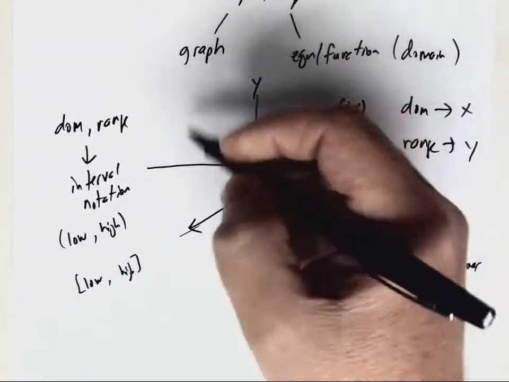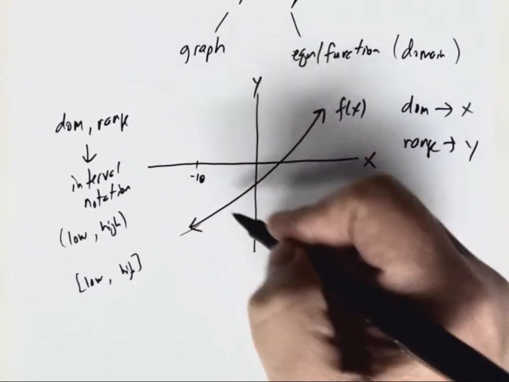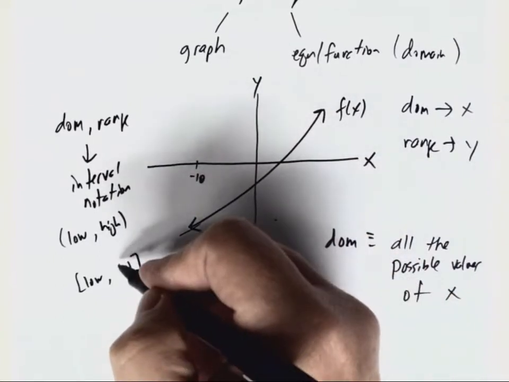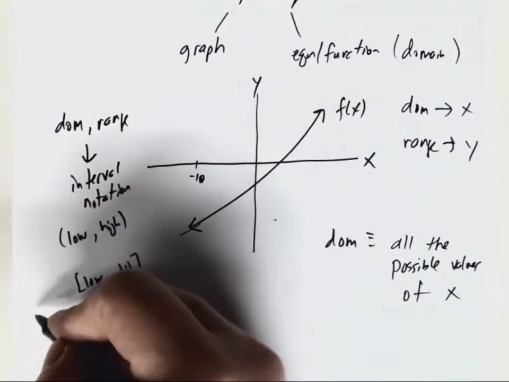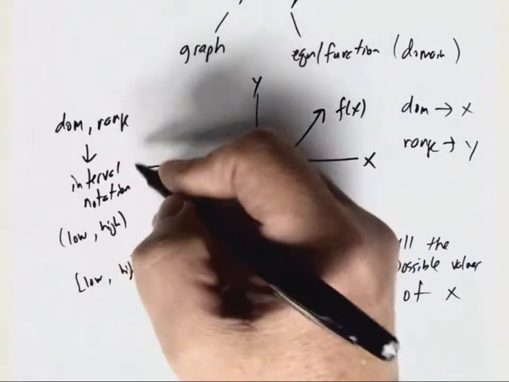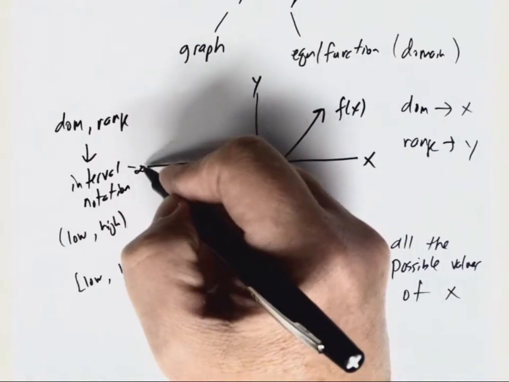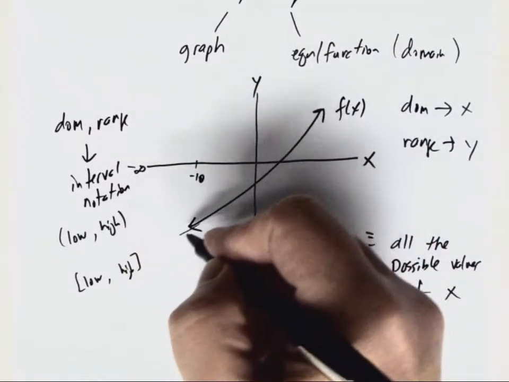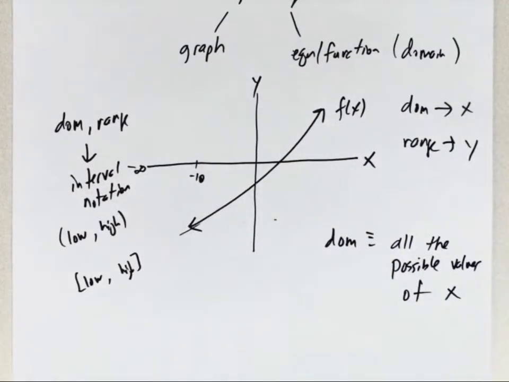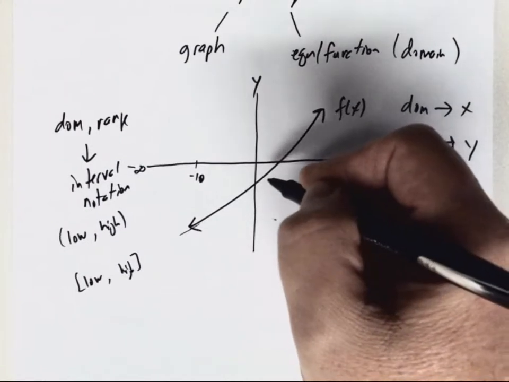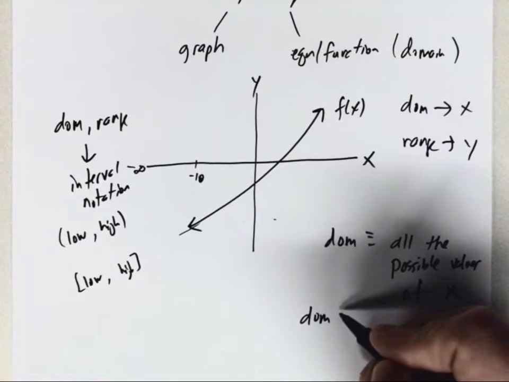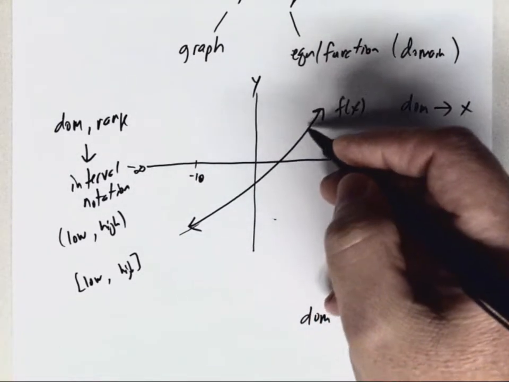Is it at minus 10? Does the graph exist when x is minus 10? Yeah. How about minus 20? Does it exist? Yeah. How about minus 100? In fact, how far does this graph go? Well, if it goes on forever, we like to say this graph goes clear to when x is negative infinity. So what's the smallest value of x for this graph? Negative infinity.